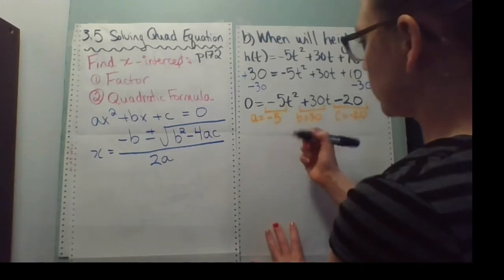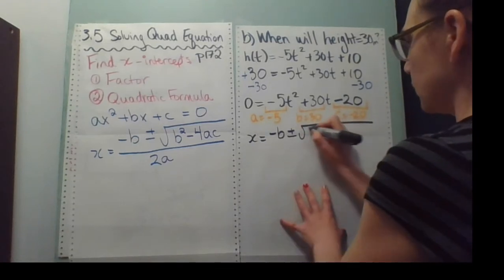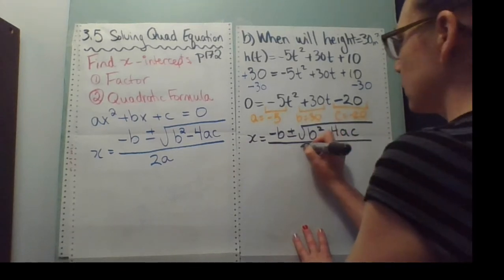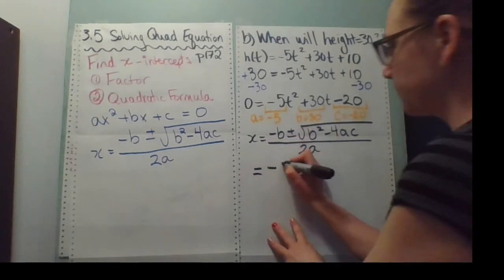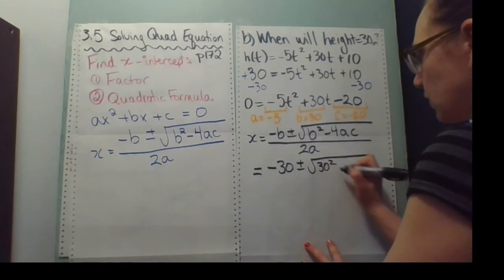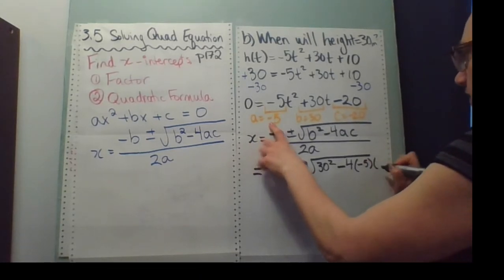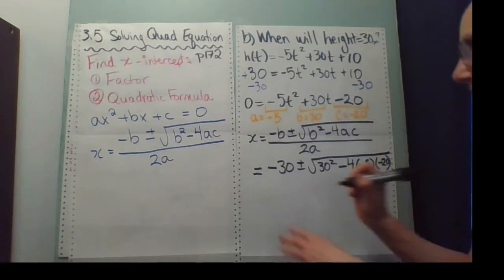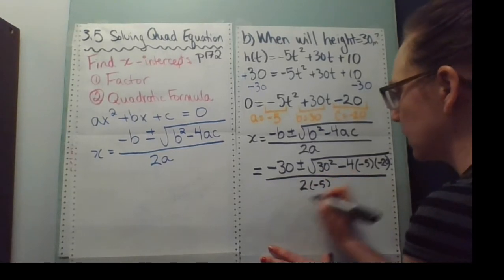All right. X equals -b plus or minus square root b squared minus 4ac all over 2a. Sub it in. -30 plus or minus square root 30 squared minus 4 times a, which is -5, times C, which is negative 20. Okay. All over 2 times A, which is negative 5.